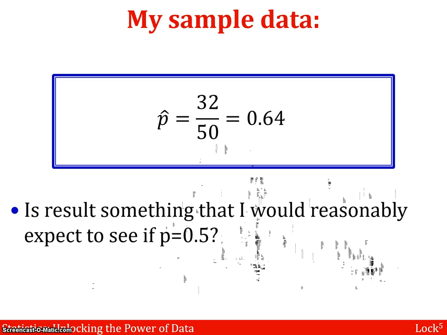So let's take a look at the data that I collected from my sample of 50 penny spins. In 32 of my 50 penny spins, the coin landed tail side up, which gives me a sample proportion p hat of 0.64. And I want to know, is this result something that I would reasonably expect to see by chance if p is equal to 0.5?